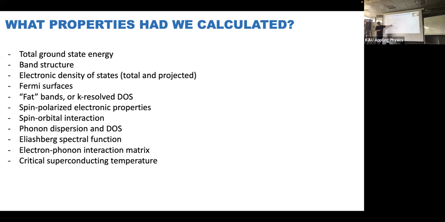Spin-orbit interactions, we also included for some heavy atoms, and we saw that some bands were slightly split because of this complex quantum interaction. Then we also worked with phonon dispersion and DOS. From electron-phonon interactions we got the Eliashberg spectral function, and then we got the superconducting critical temperature. That's not all the properties.